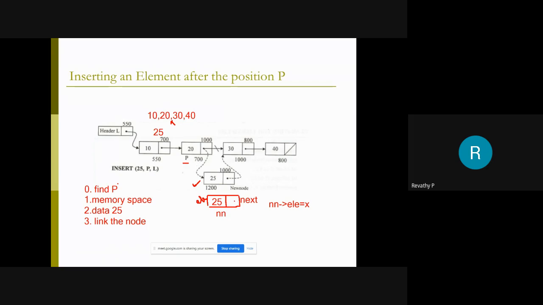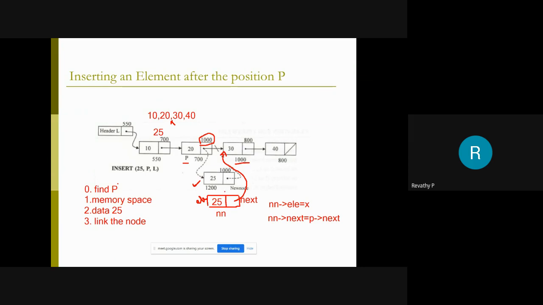When I want to insert, the first thing is to establish the link. How can I get this address? This address is there in P of next. So let us take this node as P. This 1000, I can get from P of next. So I have to store this 1000 here. New node of next is going to be P of next. P is going to be this node, so P of next is nothing but 1000. This is the address of the next node after 20, which is 30. So the address of 30 is stored in the next field of node 20. That is my P of next.